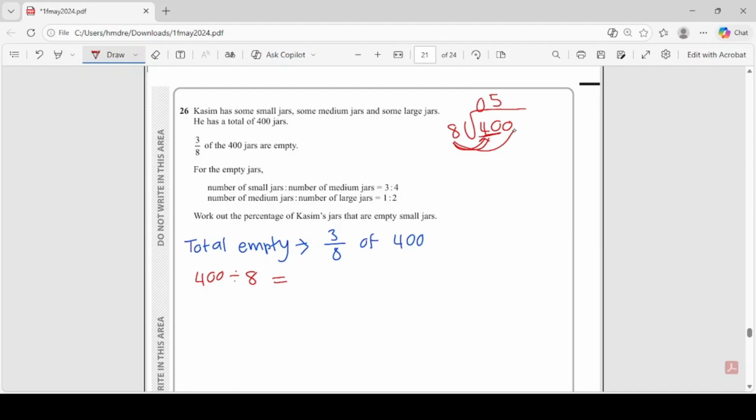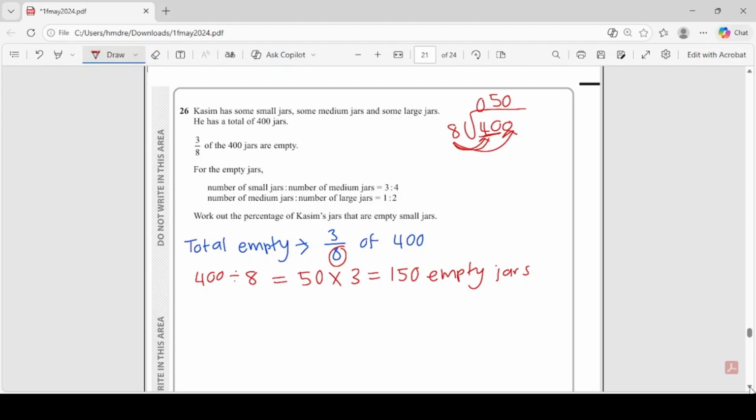How many times does 8 go into 0? 0. So that is 50. So we divide it by the bottom number, and then we multiply it by the top. So 150 empty jars. Okay, so this would already be 1, potentially even 2 marks just for working that out.